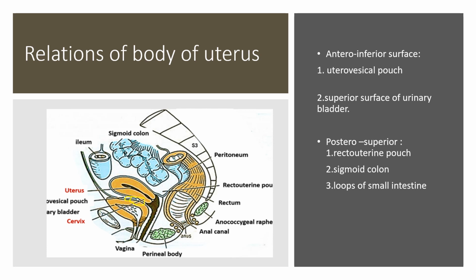The anterior surface is in relation with the uterovesical pouch and the superior surface of the urinary bladder. The posterior superior surface, this one in red, is in relation with the rectouterine pouch and the sigmoid colon. This is the sigmoid colon, and also loops of small intestine. Here we can't see the loops of small intestine because this is a sagittal section.